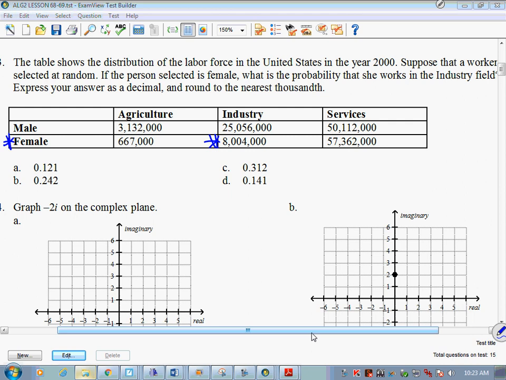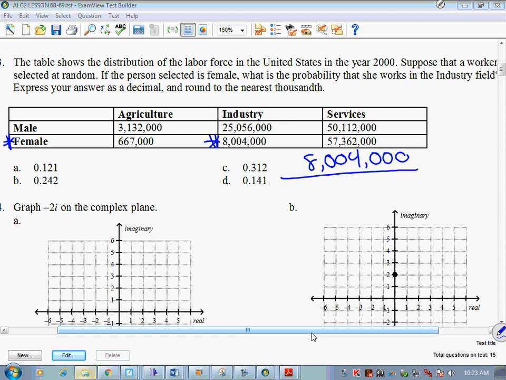So what numbers do I have to add up? Am I adding all of the numbers? No, we're only adding the female numbers. So we're going to add the 667,000, 8,004,000, 57,362,000. On top is going to be our 8,004,000. Can you tell me, and hopefully you're doing some adding here, what 667,000 plus 8,004,000 plus 57,362,000 is?